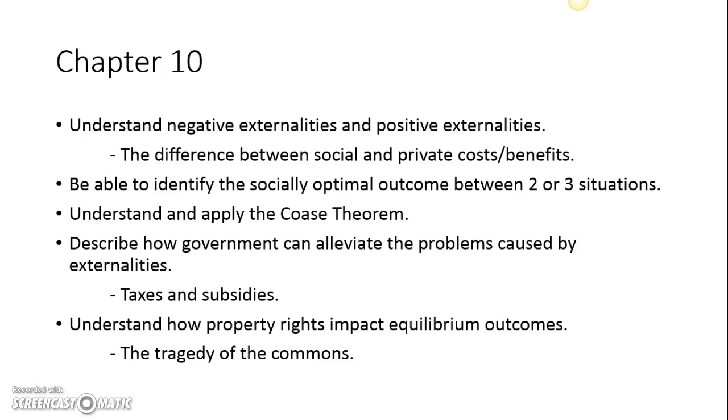And then lastly, understand how property rights impact equilibrium outcomes. So this is similar to the tragedy of the commons, but also applies to identifying the social optimum outcome. So we talk about a situation where people can communicate, but we also talk about who has the right to pollute. And so if somebody has a right to pollute versus somebody has a right to clean water, that will impact whether or not somebody pollutes or not in the absence of communication.